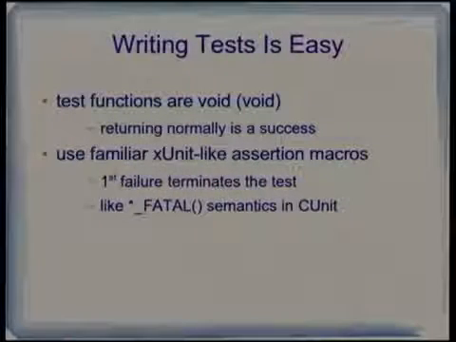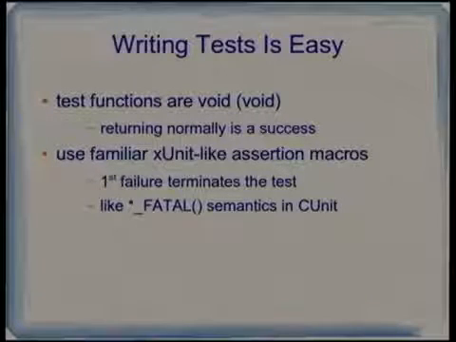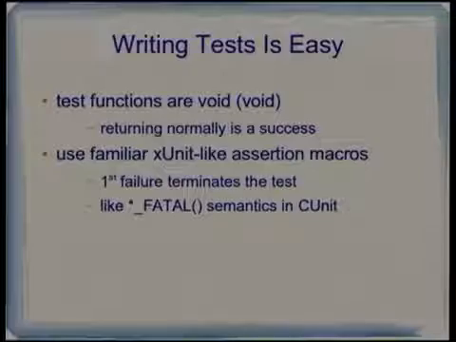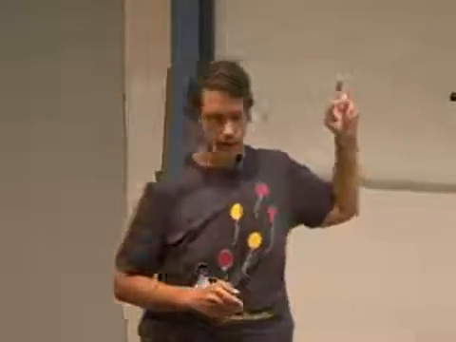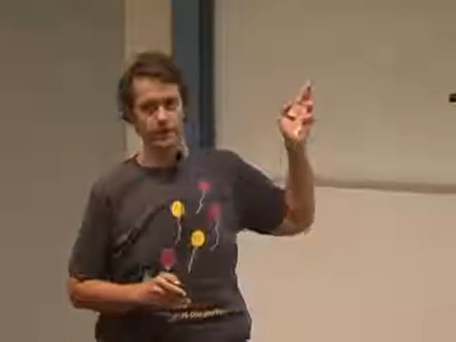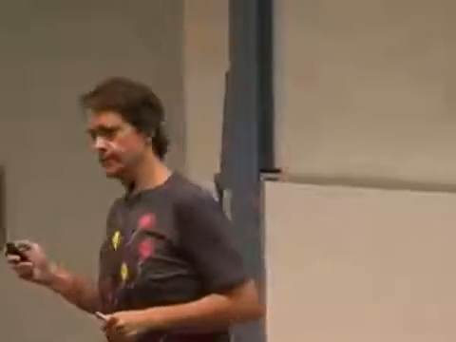If you've used CUnit or any other xUnit-like thing, there is a whole bunch of assertion macros, which are, you know, check that these two things are equal kind of things, which should be very, very familiar syntax. All of them, unlike CUnit, have what CUnit calls fatal semantics. In other words, the first assertion that fails fails the test. There is no carrying on, because mostly all the things that come after it are spurious failures anyway.